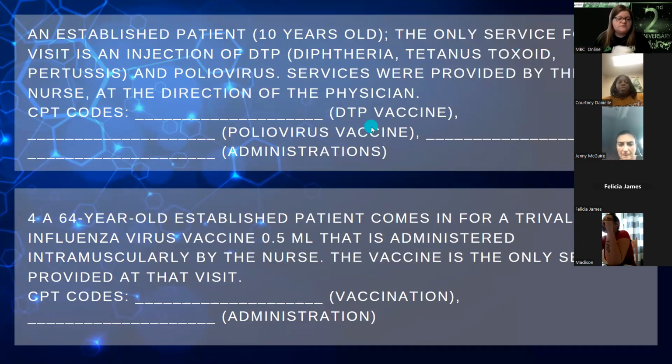All right, so let's look at the second one. And this one was number 2. Somehow my number got lost from there. An established patient, 10 years old. The only service for the visit is an injection of DTP, or diphtheria, tetanus, toxoid, pertussis, and poliovirus. Services were provided by the nurse at the direction of the physician.